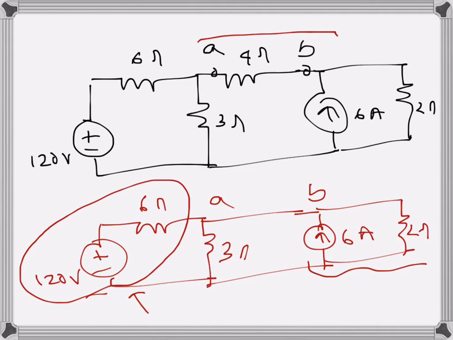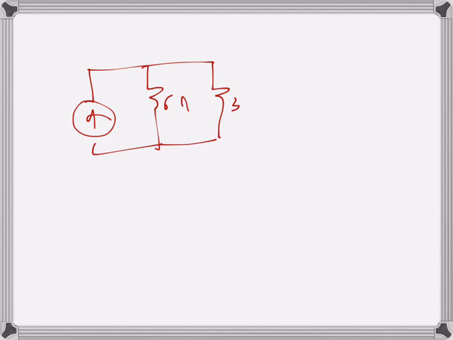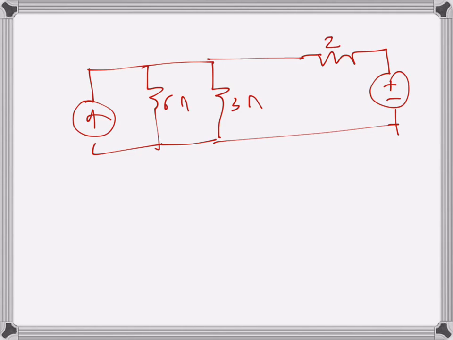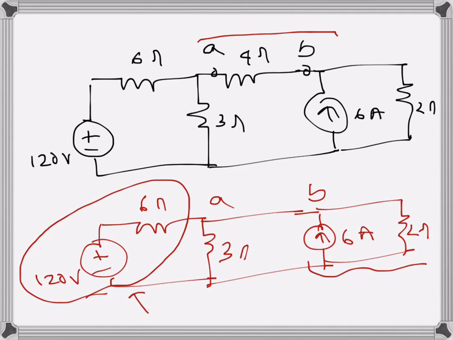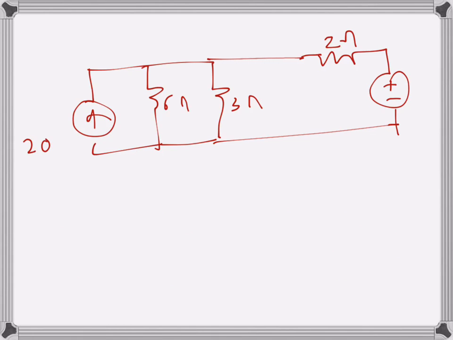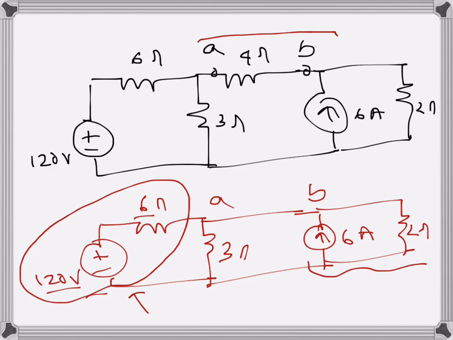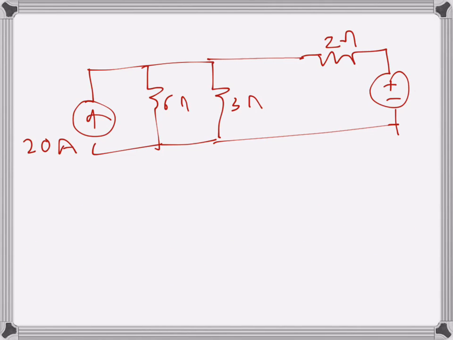So this one, let's just convert this one, so it becomes a current source and a parallel resistance, the value of the resistance is same here, and then 3 ohms there, this one is there, and then here a resistance and a voltage source. That resistance is 2 ohms. The value of the current source will be 120 divided by 6, that is 20 amps. So that's there, and the value of the voltage source here will be 6 times 2, that's 12 volts.